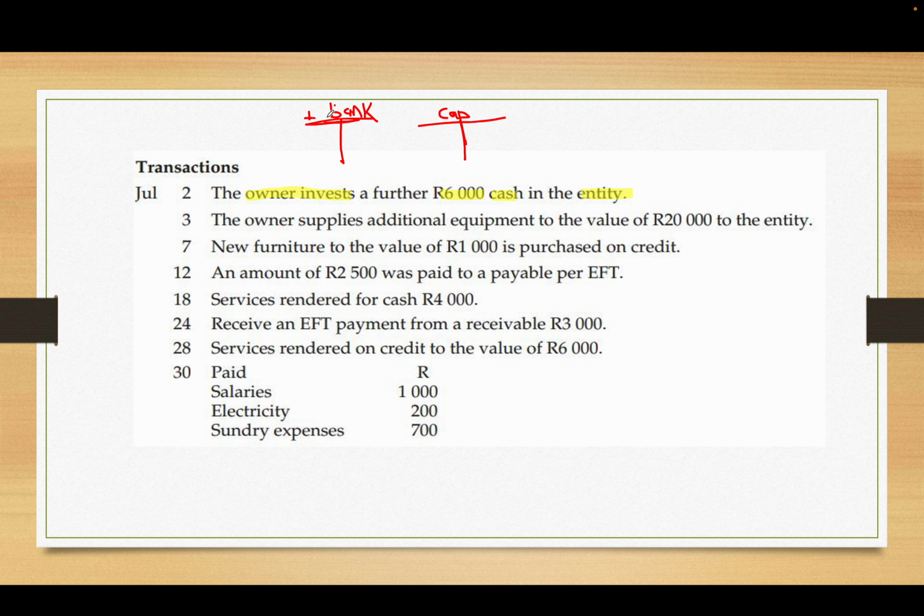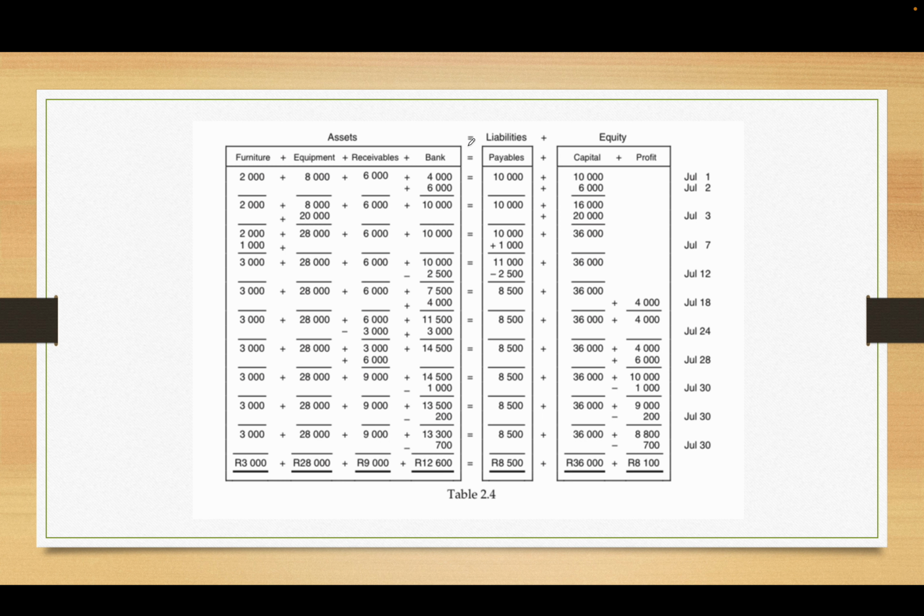Remember, bank is plus minus, capital is a minus plus, because it's under equity. Remember, the accounting equation is assets equals liabilities plus equity, and capital is equity. So here when I have 6,000 cash, it increases the bank by 6,000 rand and increases capital by 6,000. So there we go. Bank 6,000, capital 6,000. So let's see how the answer looks.